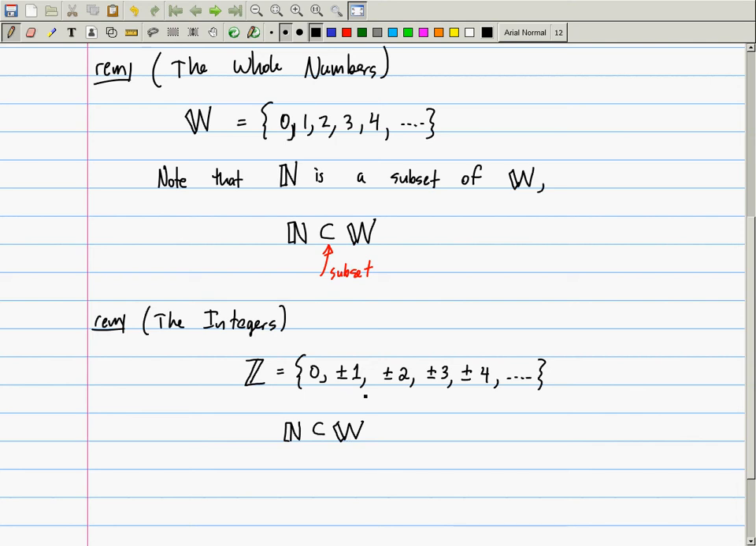The whole numbers are a subset of the integers, right? Every whole number is an integer. Every single one of them. Is every integer a whole number? No, right? Because negative 1 is an integer, but it's not a whole number.